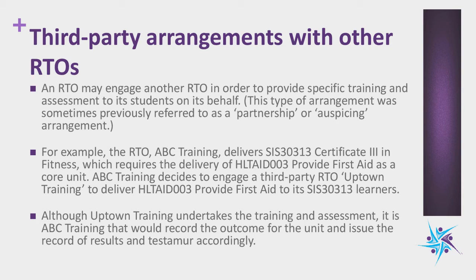So an example of this is you could be partnering with an RTO that is delivering a qualification. So here's an example of Certificate 3 in Fitness, which requires the delivery of first aid as a core unit. So ABC Training decides to engage a third-party RTO, Uptown Training, to deliver the first aid unit to its Certificate 3 in Fitness students. So that is a third-party arrangement because you're engaging another RTO to come into your organisation and deliver a unit of competency, or it could be a whole qualification.